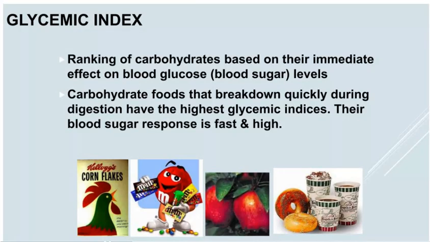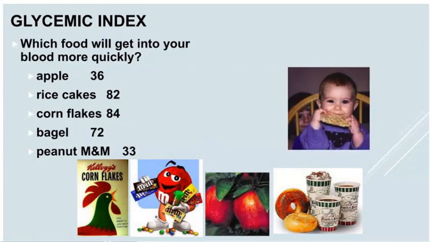Now glycemic index, the ranking of carbohydrates based on their immediate effect on blood sugar levels. Carbohydrate foods that break down quickly during digestion have the highest glycemic indices. Their blood sugar response is fast and high. So which food will get into your blood more quickly? Apple 36, rice cakes 82, corn flakes 84, bagels 72, peanuts 33.